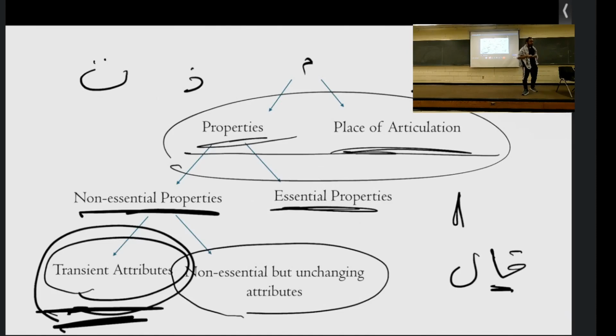Okay. Then I have properties. Properties is that added information that I need other than the physical instrument to actually get the letter fully in. Like the difference between dhal and tha and the difference between sin and zay. Right? Some of it. If I remove that property, the letter stops existing and it becomes another letter.